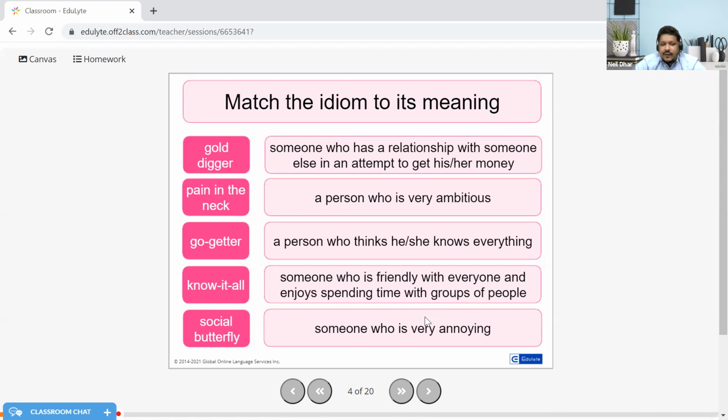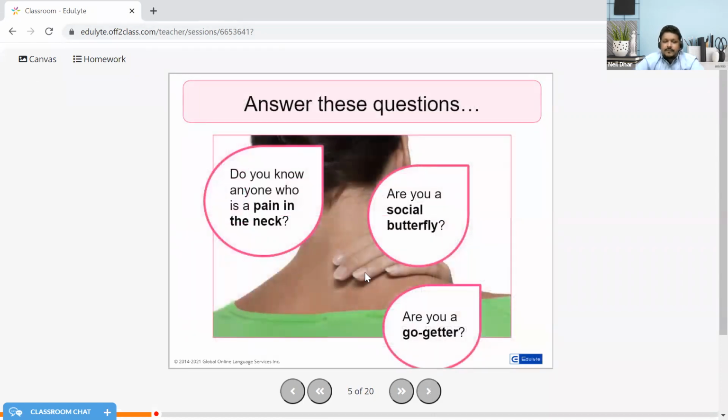Social butterfly. We all have social butterflies in a group. Someone who is friendly with everyone and enjoys spending time with groups of people. So I'm sure we all have social butterflies in a group. Now, answer a question. Are you the social butterfly in your group? If not, who is it? And describe that person.